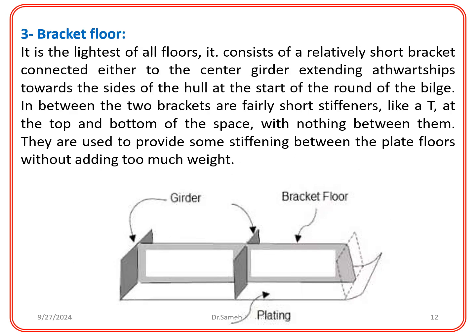Now that we've discussed solid floors and plate floors, let's move on to the third type, bracket floors. Bracket floors are the lightest of all floor types. They consist of a relatively short bracket connected to the center girder and extending towards the sides of the hull. Between these brackets, there are short stiffeners shaped like a T at the top and bottom of the space. Bracket floors are used to provide some stiffening between the plate floors without adding too much weight. They're a lightweight and efficient way to reinforce the ship's structure.